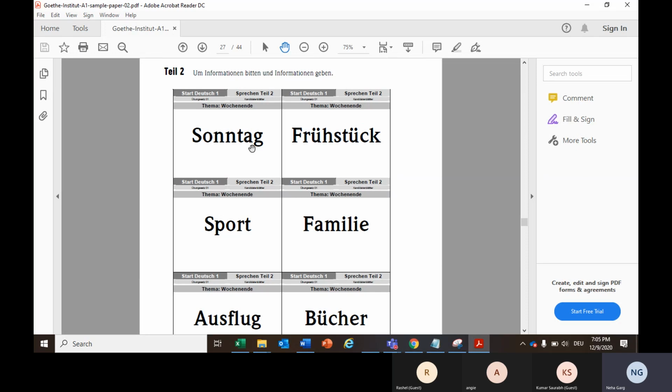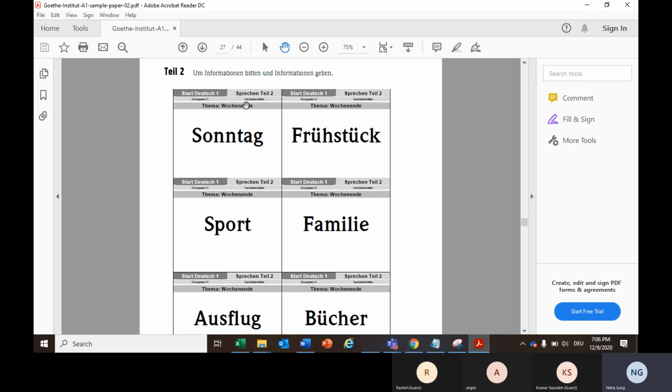So the theme here is Wochenende, and here are the words. Rachel, should we start from you? Ich bin am Wochenende frei. Okay. Or maybe you can use the word Sonntag. Neha, so we can do. Ich bin am Sonntag frei.